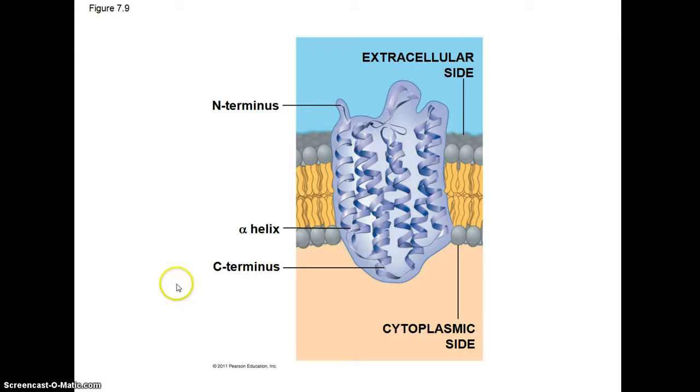Here we can see an integral protein, specifically transmembrane, because it does cross the whole membrane. Remember back to what we know about proteins. We can see the N-terminus where the amino group is present. We can see the C-terminus where the carboxyl group is present. Notice that this protein is amphipathic, possessing both hydrophobic and hydrophilic regions.